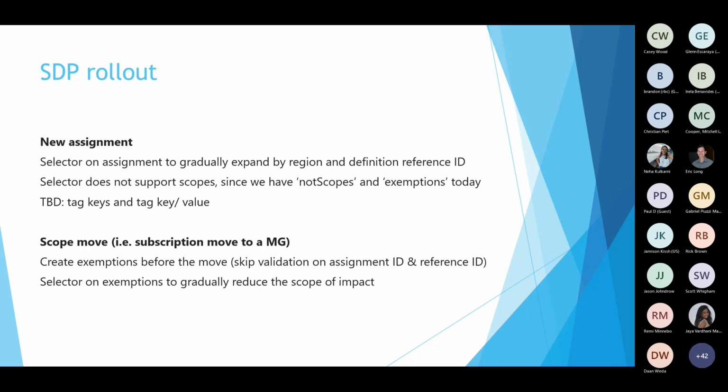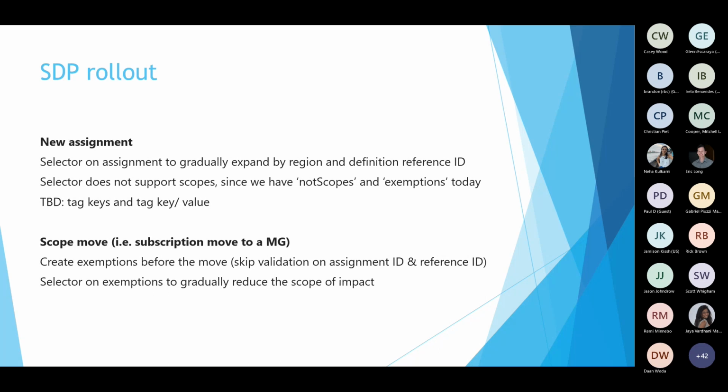We are looking to make some investments, first of all, on the SDP rollout, on how to make it easier for customers to do a gradual rollout when there's a brand new assignment getting introduced. And then secondly, on how to do SDP or gradual rollout when there's a move operation happening within your environment where the policies are already in place at the parent scope. So first of all, on the new assignment, we are looking to introduce a concept of selector on the assignment.